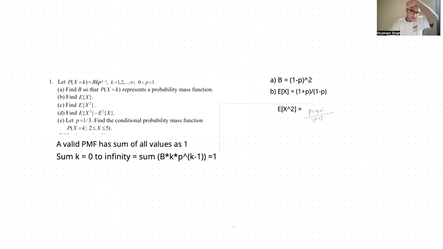So part D is relatively simple. We already have the value of e raised to x. So we can just square it, and that would be e raised to 2x, and we have the value of e raised to x square. So if you want, I can solve it. I'll just solve it.